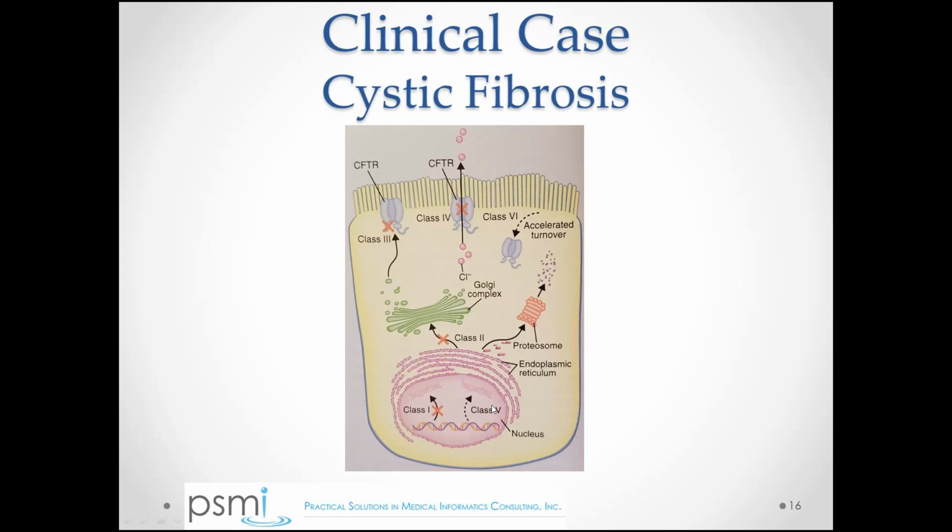The class 5 mutations are usually messenger RNA transcription mutations that result in a decreased amount of protein being produced. And then we have class 6 mutations where we have accelerated turnover. So you have a receptor that inserts itself into the plasma membrane, but then quickly gets retaken back into the cytoplasm and digested.